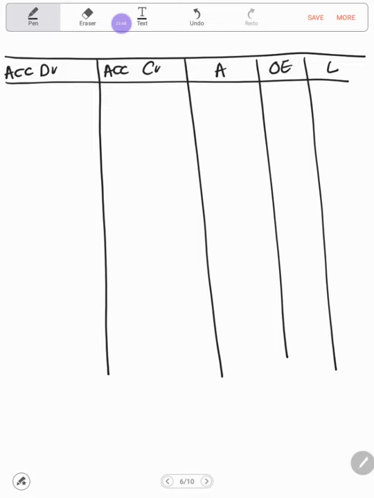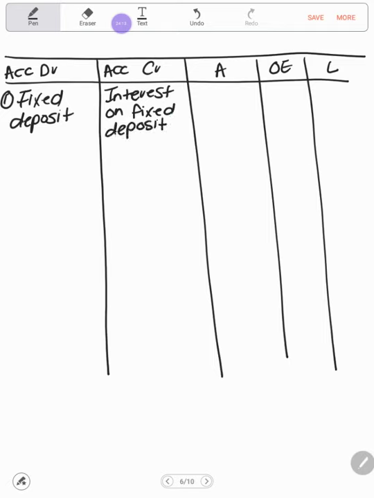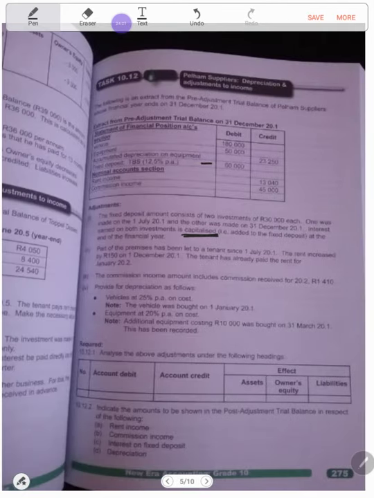So remember, a fixed deposit is an asset, and every time an asset increases, it will be on your debit side. So what is actually increasing? The fixed deposit is increasing. What is being paid out into the fixed deposit? Your interest on your fixed deposit. And why am I putting that on the credit side? Because it's an income. Interest on fixed deposit. Now I'm asking myself, what is going to happen to the accounting equation? My assets is increasing by how much? Okay, so we have to work it out.